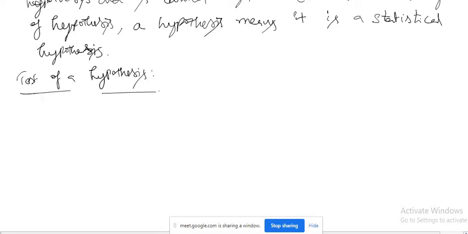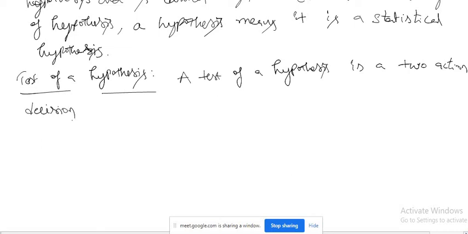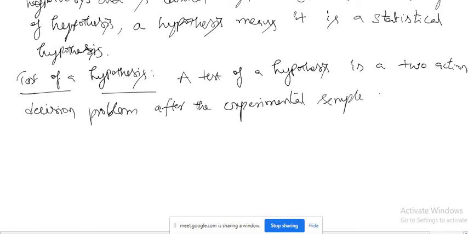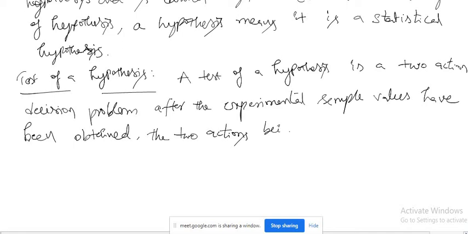Tests of a hypothesis. A test of a hypothesis is a two action decision problem after the experimental sample values have been obtained, the two actions being the acceptance or rejection of the hypothesis.